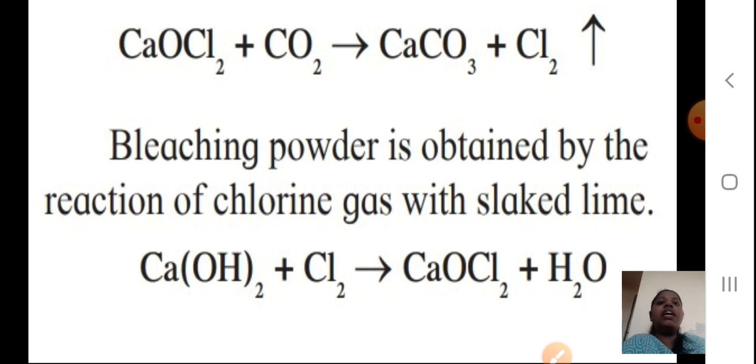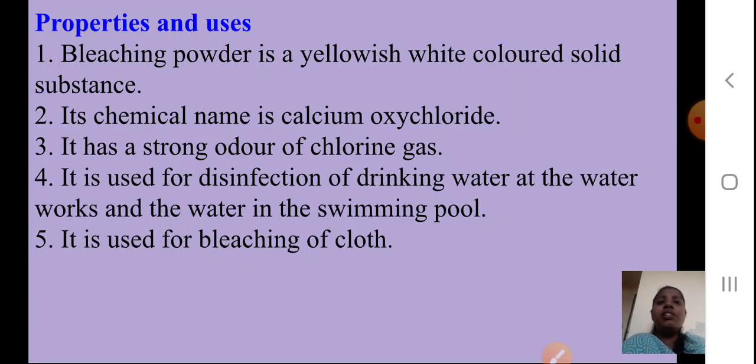Now some properties and uses we will see. Bleaching powder is a yellowish white colored solid substance. You can see it at your home also if you have. Its chemical name is calcium oxychloride. Important to remember, it has a strong odor of chlorine gas.